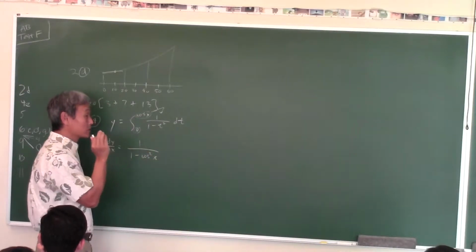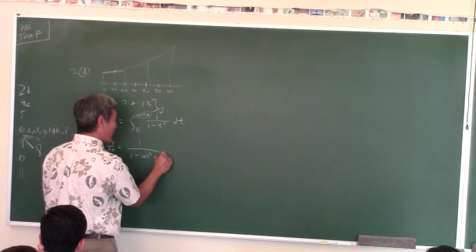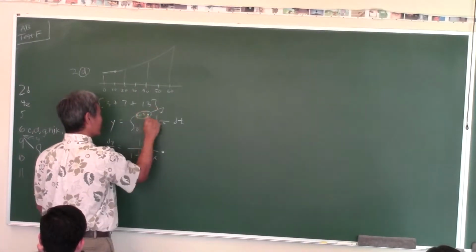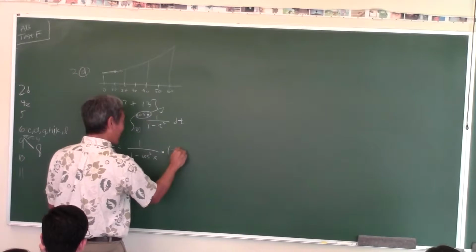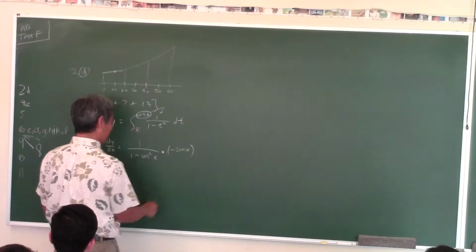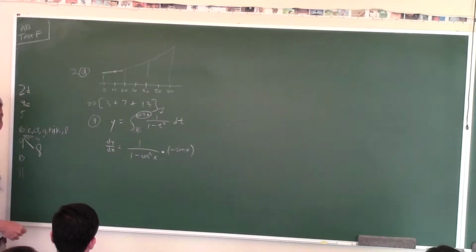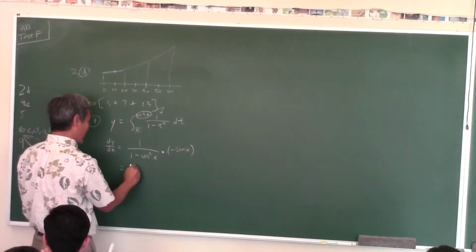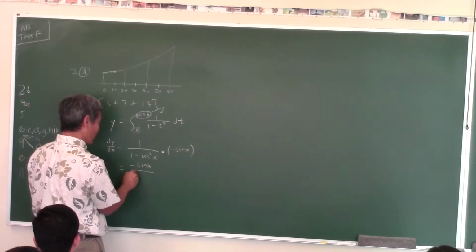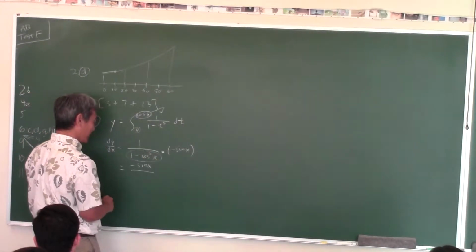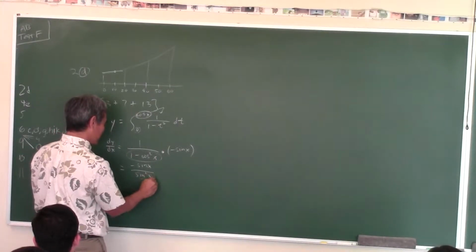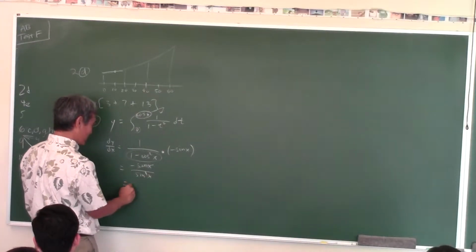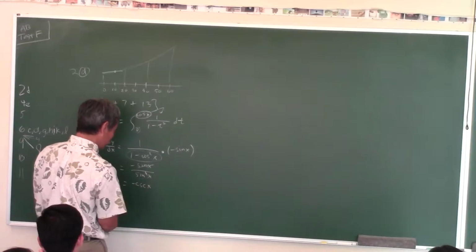But then, the most important part is you gotta multiply it by the derivative of this, negative sine x. And then you gotta simplify that. So that's gonna be negative sine x over sine squared x. This sine cancels one of those, so you get negative cosecant x.